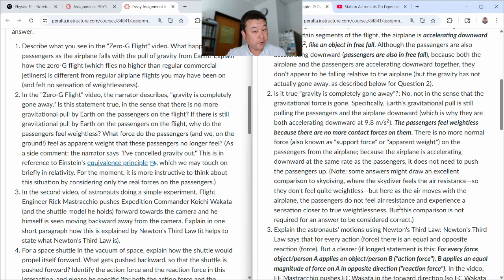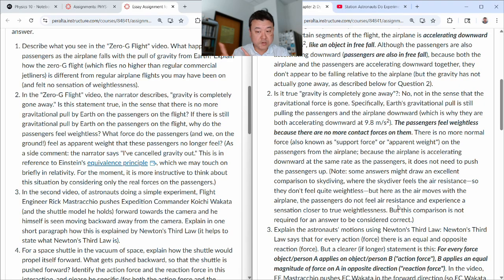There is no more normal force, also known as support force or apparent weight, on the passengers from the airplane, because the airplane is accelerating downward at the same rate as the passengers. It does not need to push the passengers up.